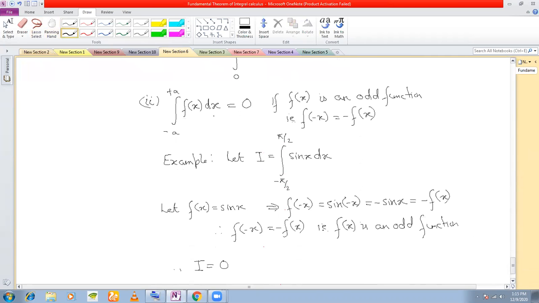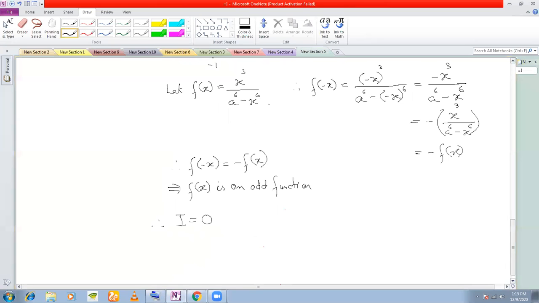You see this property here: integral minus a to plus a f(x) dx is equal to 0 if f(x) is an odd function. And what is the definition of an odd function? f(minus x) is equal to minus f(x). That is why we can write I is equal to 0. That is, integral minus 1 to plus 1 of the given integral x cube by e to the power of 6 minus x to the power of 6 dx is equal to 0.